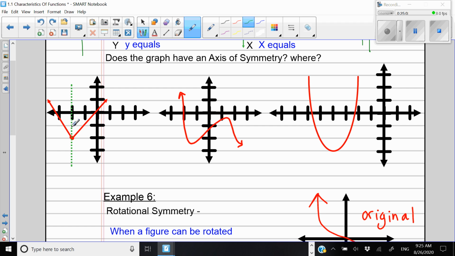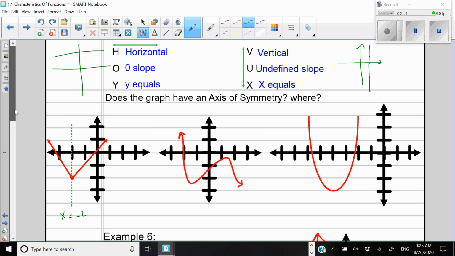So I say that yes, we have an axis of symmetry, and the equation for this axis of symmetry is x equal to -2. You see here we talked about the vertical line. This axis of symmetry is vertical, so the equation is going to be x equal to -2. That will be the equation of a vertical line.